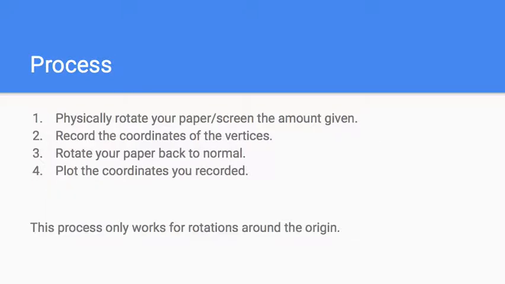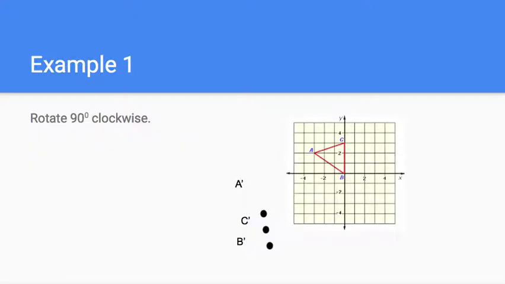Now, here's how we do it. You're going to physically rotate your paper or the screen the amount given. Now on the MAP test, I don't think you're going to be able to do that. You might have to take your Chromebook and actually turn it on its side, but that's okay. That's a process. You then record the coordinates of your vertices. So you record the coordinates looking at the figure the way you're doing it. You just jot it down, rotate your paper back to normal, and then you're going to plot those coordinates. And again, this only works for rotations that are around the origin, but that's what we're going to be focusing on. So that'll work.